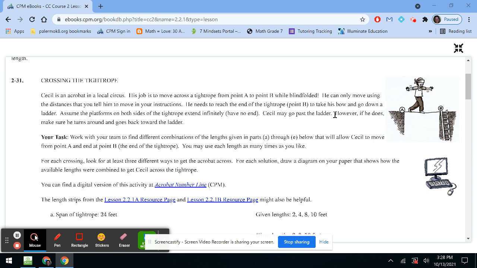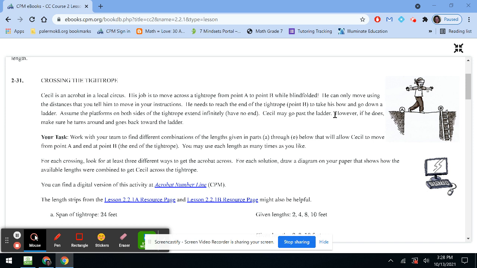He needs to reach the end of the tightrope, point Bravo, to take his bow and to go down the ladder. Assume the platforms on both sides of the tightrope extend indefinitely. They have no end. Cecil may go past the ladder. However, if he does, make sure he turns around and goes back toward the ladder.